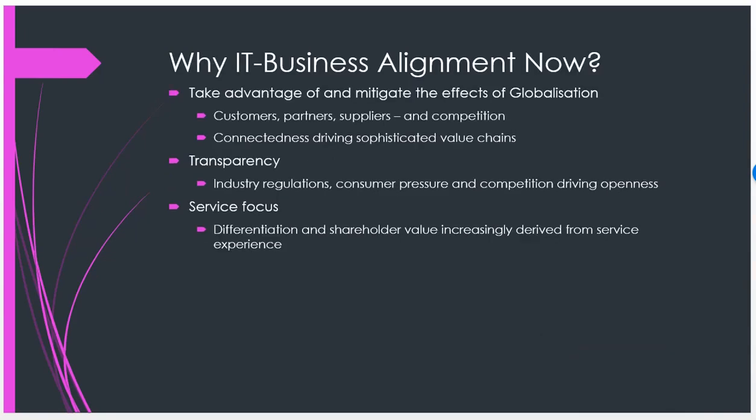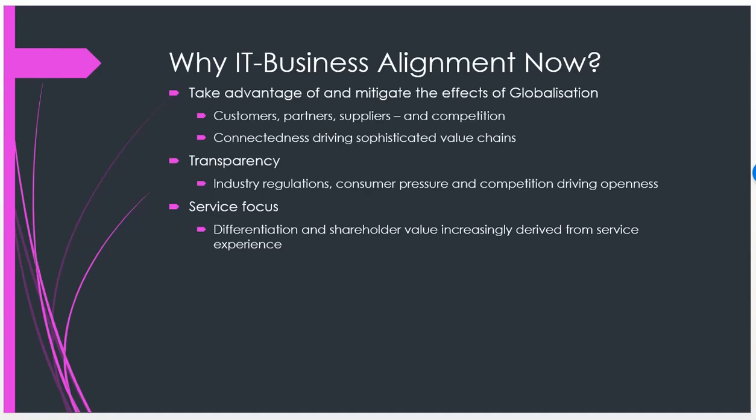So why do we have to focus on IT business alignment in today's business world? One of the reasons is because we need to make sure that we can take advantage of and mitigate the effects of globalization. Because now our markets can be anywhere in the world and we're not limited by geographical locations, we can actually tap into markets that are elsewhere as well as lose potential markets to our competitors in the global world. So we have to make sure that our customers are happy, our partners and suppliers are always delivering good service, and we are also giving them the service that they require, as well as making sure that our competition does not overtake us or take over our markets.